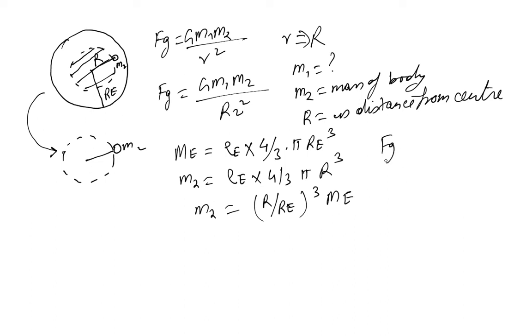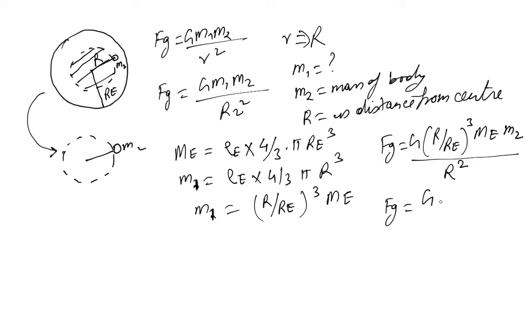We get Fg equals G is G only, M1 is, sorry, I used M1 here but labeled them M2 here, so this should be M1 here and M1 here. Sorry for the wrong label. And this M1 is nothing but r over Re cube Me, M2 divided by R squared, right? So we have our M1 now.